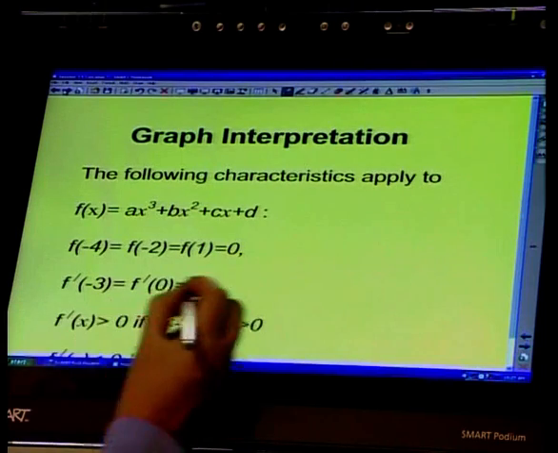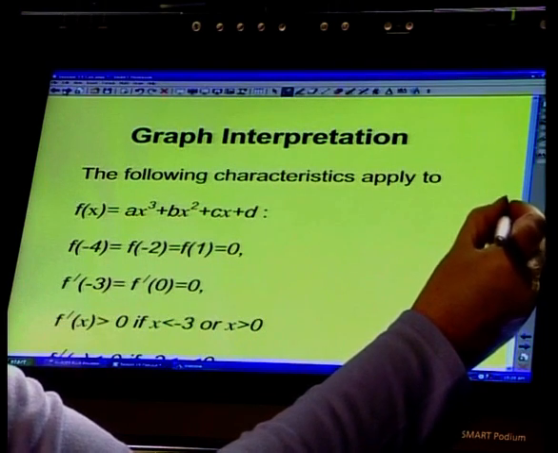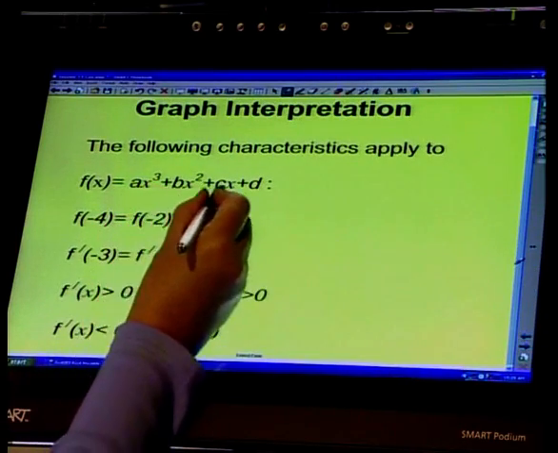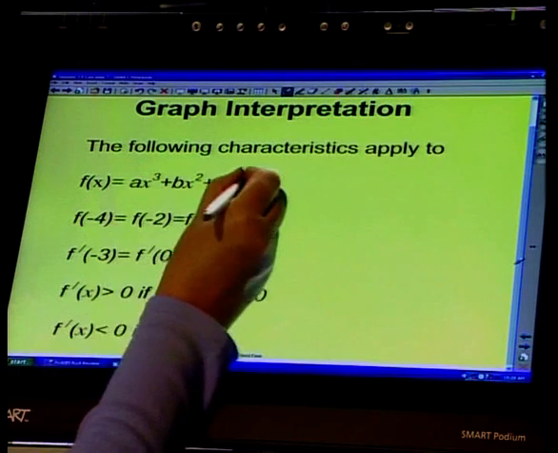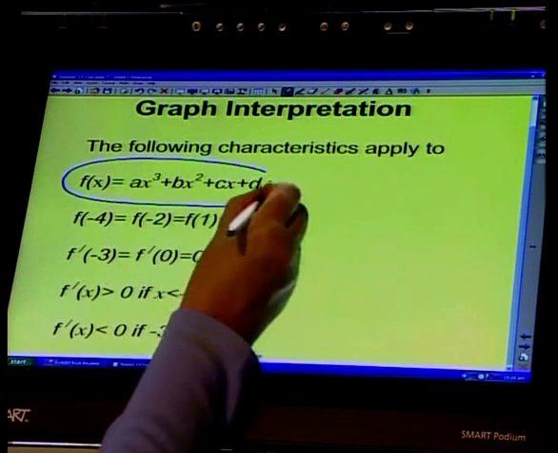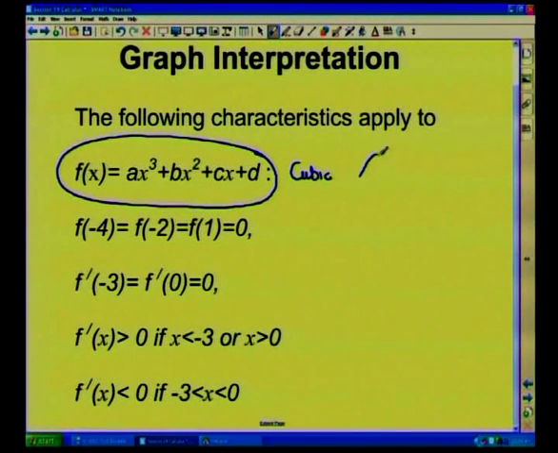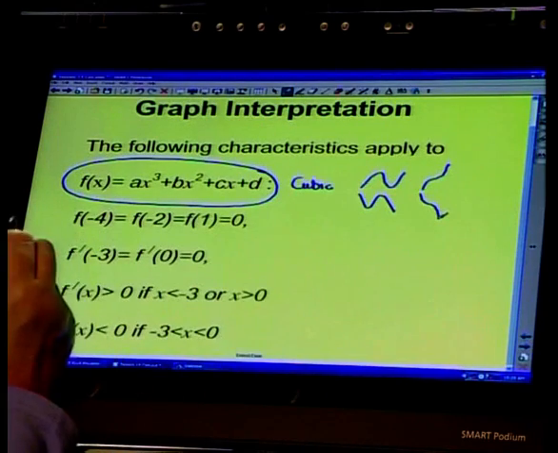So let's go to the next example and let's look at it. Okay, it says graph. The following characteristics apply to the graph f of x equals ax cubed plus bx squared plus cx plus d. So this is a what kind of graph? I'm sure you all remember from last time. It's a cubic. And remember, a cubic can look like this, like this, like this, or like that. This is determined by, between these two, how many stationary points we have. That tells us whether it looks like this or this, but let's have a look what we know.